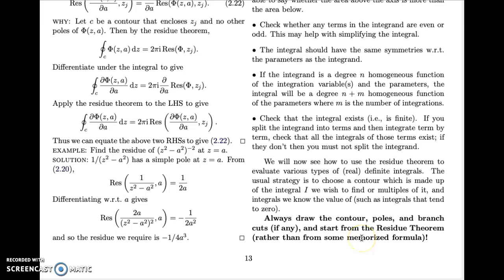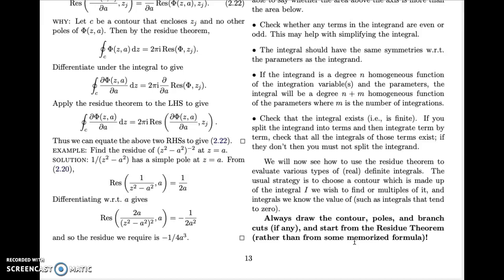And always start from the residue theorem. Don't try to memorize formulae. There are too many formulae to memorize if you do that. I would recommend starting from the residue theorem. The things you have to remember are which type of contour to use for which type of integrand. So you should get used to recognizing what integrand is likely to give you what type of contour. This is really the main thing you have to get practice at, working out what type of contour to use.